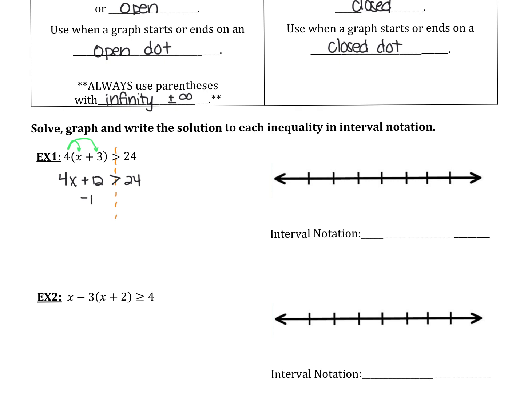I'm going to continue to solve. To solve using inverse operations, I'm going to subtract 12, and we get 4x is greater than 12. Then I'm going to divide by 4, and we get x is greater than 3. So x is greater than 3. What does that look like on a number line? I'm going to label my number line and stick 3 here in the middle.